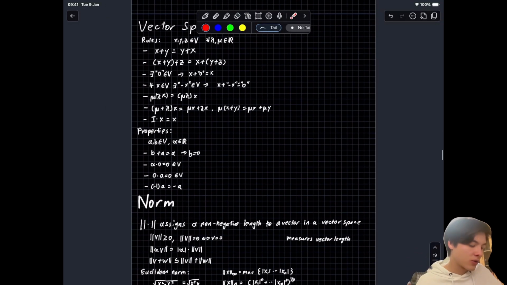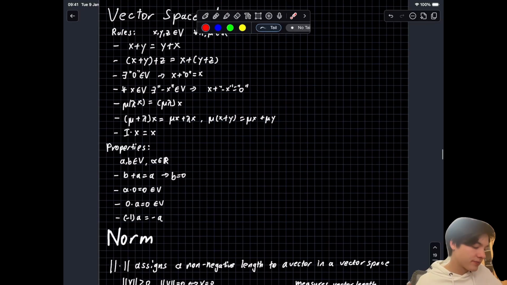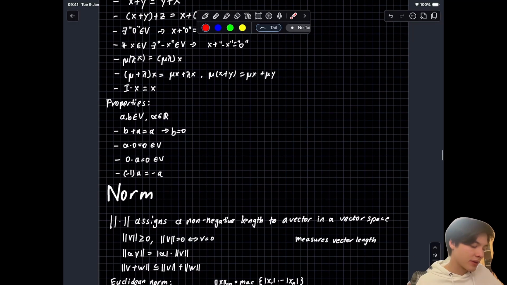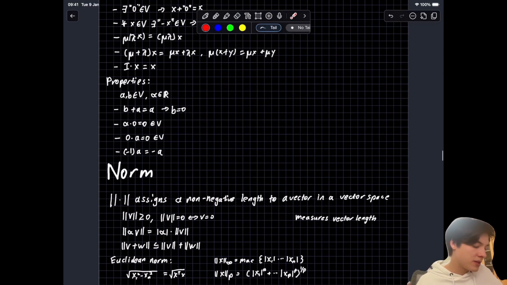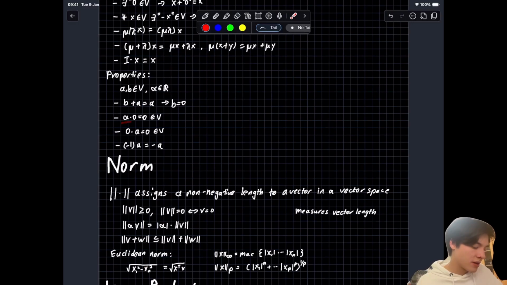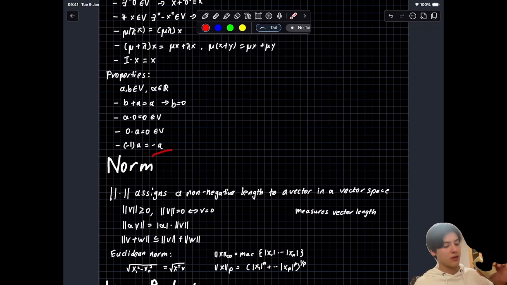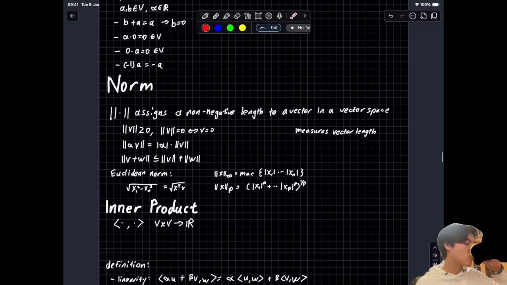It could be crazy, it could be anything, but as long as it fulfills these rules, it's a vector space. The properties that it has: if a plus b equals a, then b must equal 0. A times 0 is 0. 0 times a vector must equal 0. Minus 1 times a vector needs to equal the minus of itself.